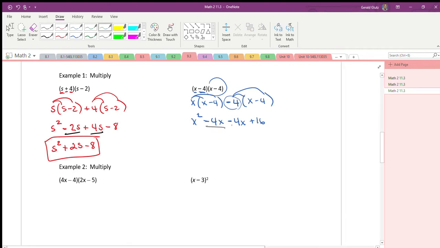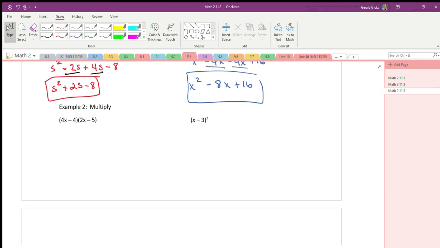So we look for like terms. We got a negative 4x and a negative 4x. So x squared, negative 4x minus another 4x would be negative 8x, plus 16.